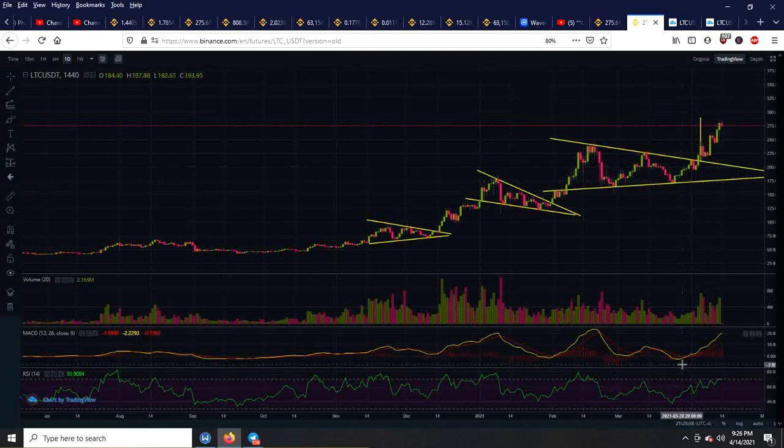You see the coinciding MACD. You see the coinciding relative strength. So now we are nice and strong. That's what we're looking to do right now. Let me just get rid of this for a second.